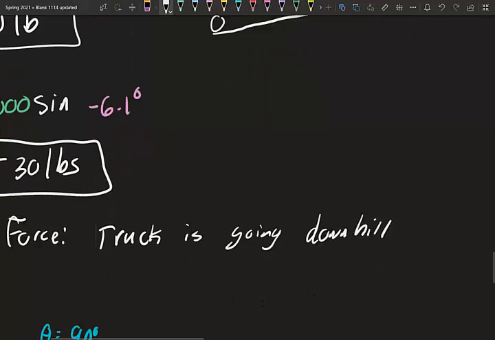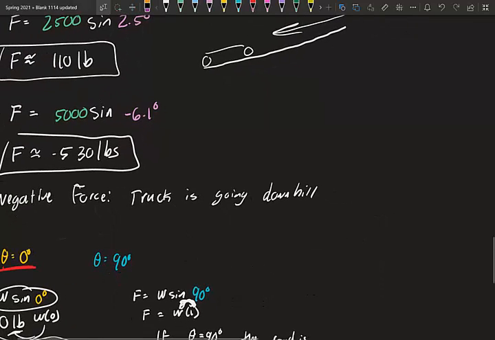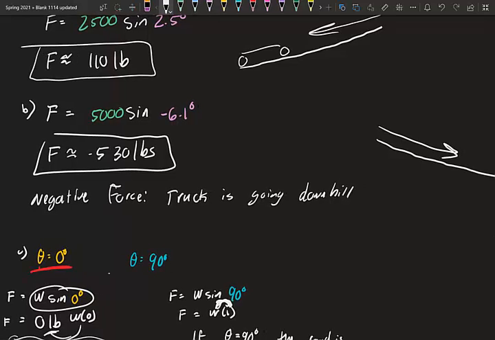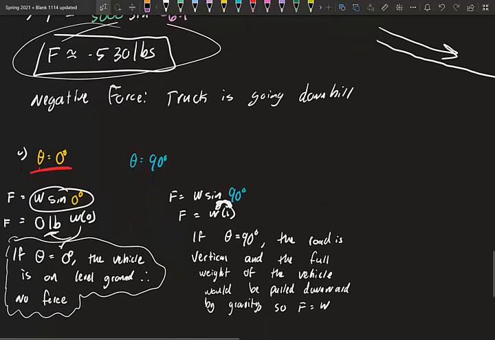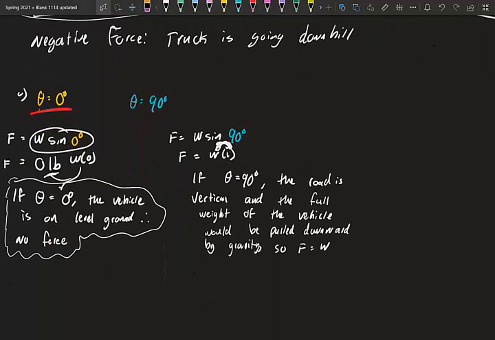Same thing for part B. It's a negative, so you're going downhill at 6.1 degrees, so that's a little more. And that's why the force is negative and greater, because it's a bigger downhill degree. But for 90 degrees, your force is your weight because the vehicle is going straight up. So the force is the weight.